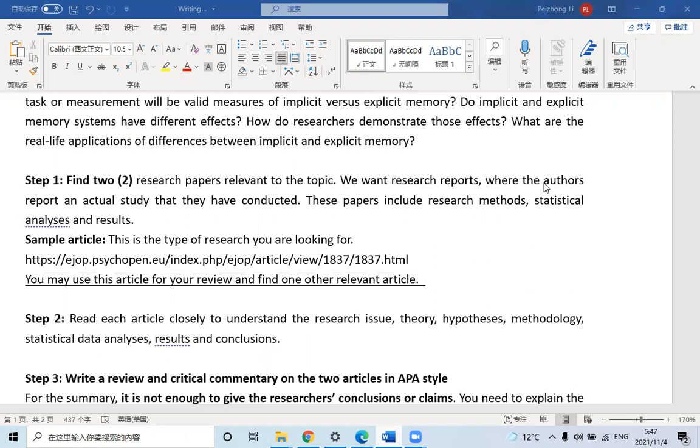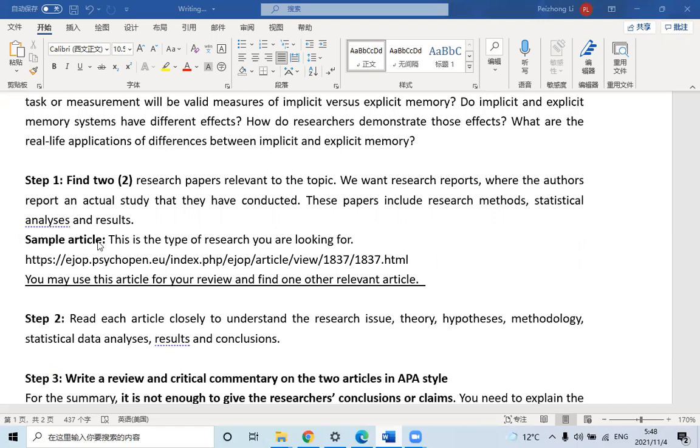We want research reports where the authors report an actual study they have conducted. You want the papers to include research methods. The research methods will tell you how they measured implicit and or explicit memory. And you want them to report statistical analysis results. The results will tell you what their findings are.